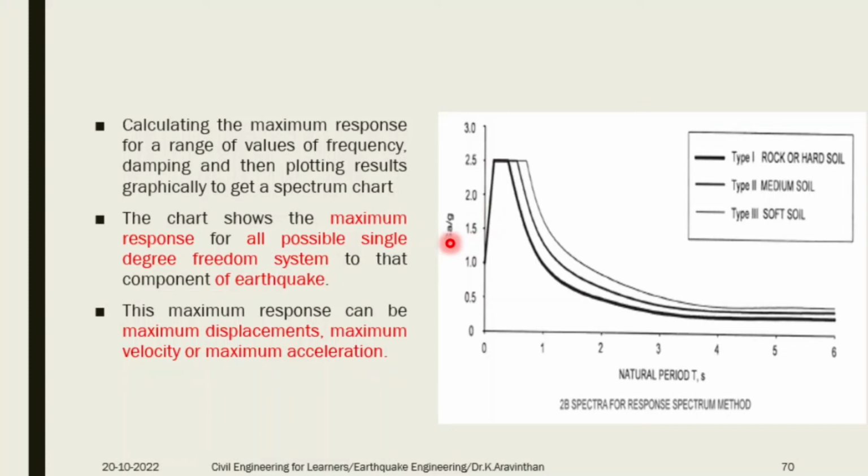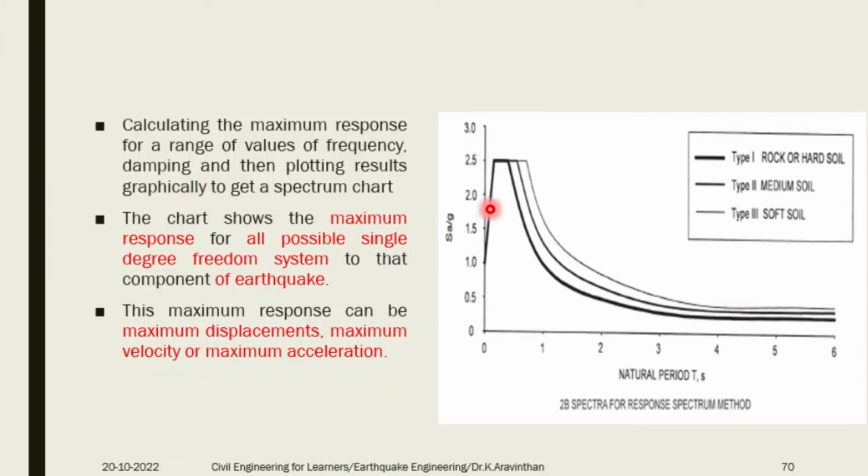So in your earthquake code book IS 1893, they have given this graph. If you want to make an earthquake resistant structure, take this graph and design your building. You have to find the natural frequency of your building and the respective acceleration. Calculating the maximum response for a range of values of frequency and damping, two parameters are being added. This graph is for damping 0.05, and if you increase the damping more, the structure will not vibrate. Then plotting the result graphically gives the response spectral graph.